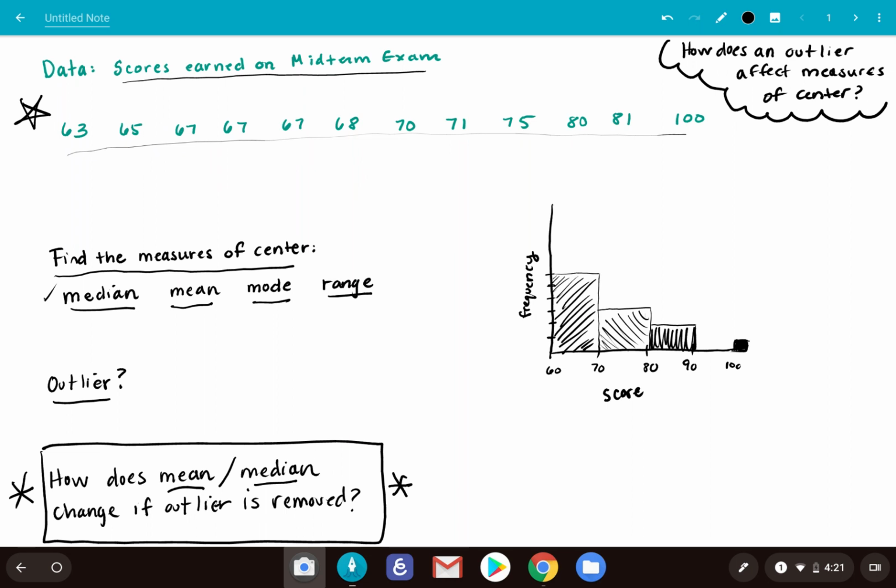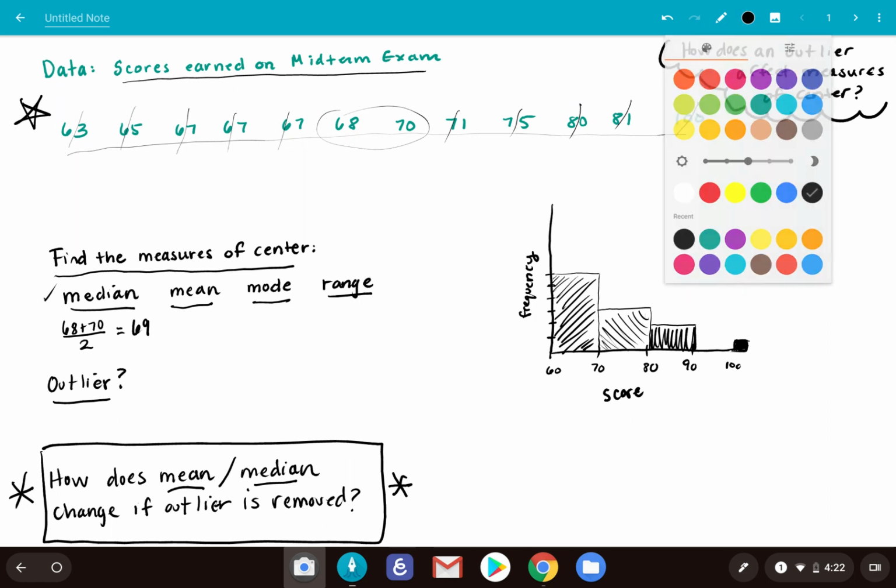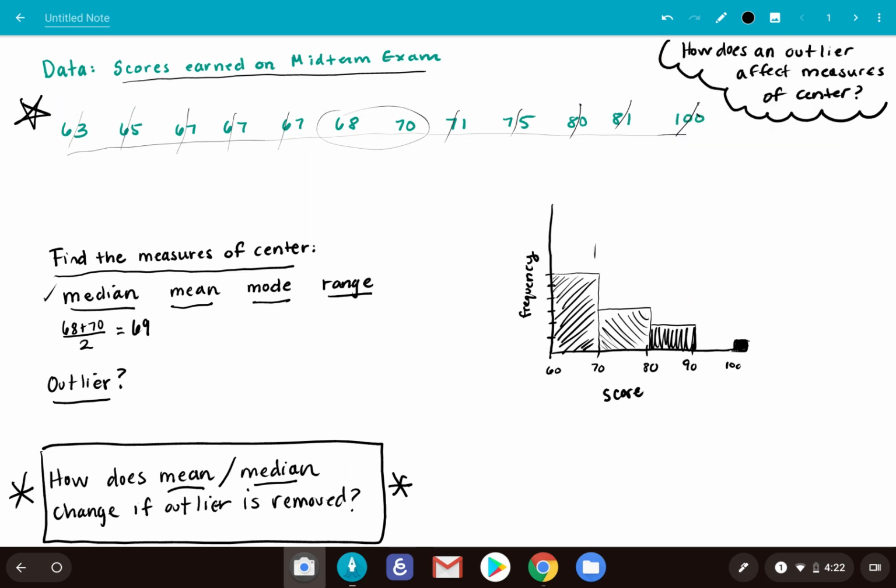That's our middle value, and I can find it by just figuring out which value is in the middle here. In this case, I have two numbers in the middle, so I'm going to have to do 68 plus 70 and divide that by 2, and I'll end up getting 69. So that's my median. So my median is about right here if I were graphing it.